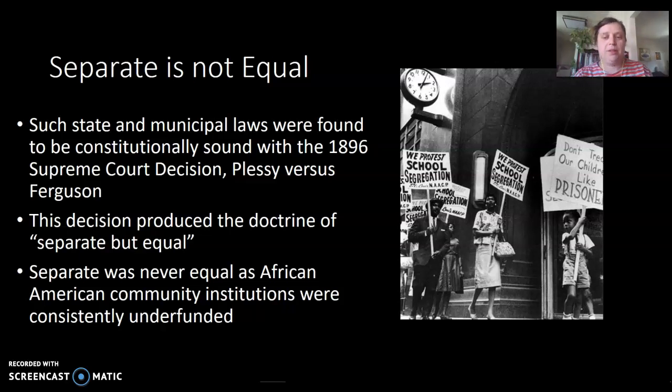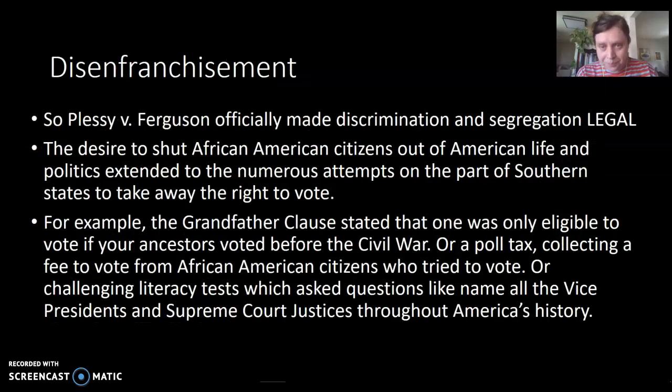African American community institutions were consistently underfunded, neglected, and so we'll also talk about the other byproducts of the establishment of the constitutionality of the laws that we just looked at. Okay, so Plessy versus Ferguson makes both discrimination and segregation legal, essentially. And as if this is not enough, we also begin to see the creation of many different ways to shut African American citizens out of politics as well.